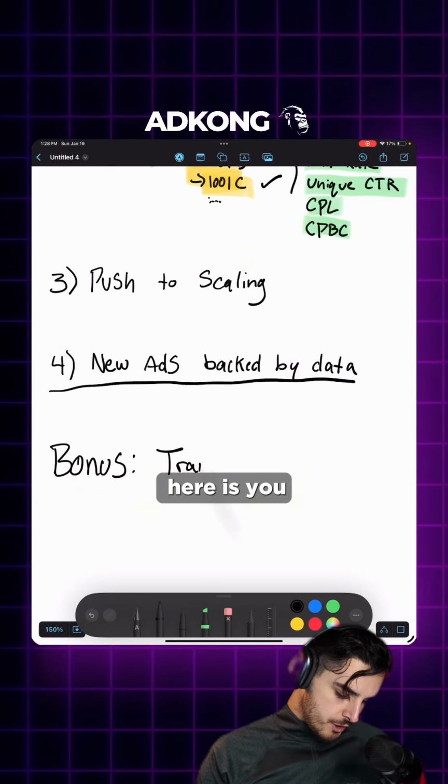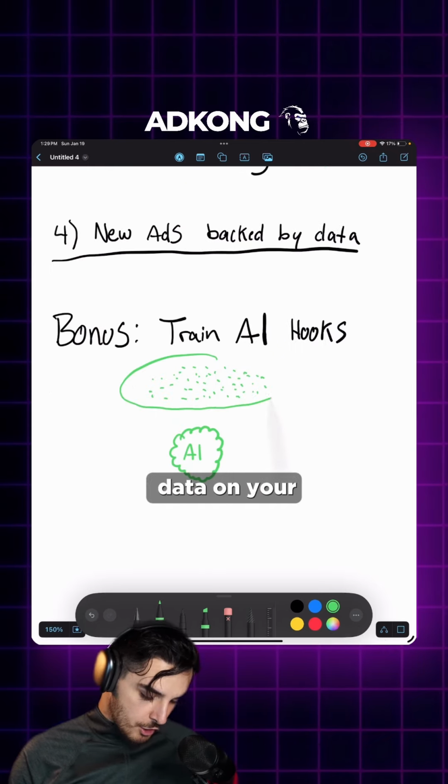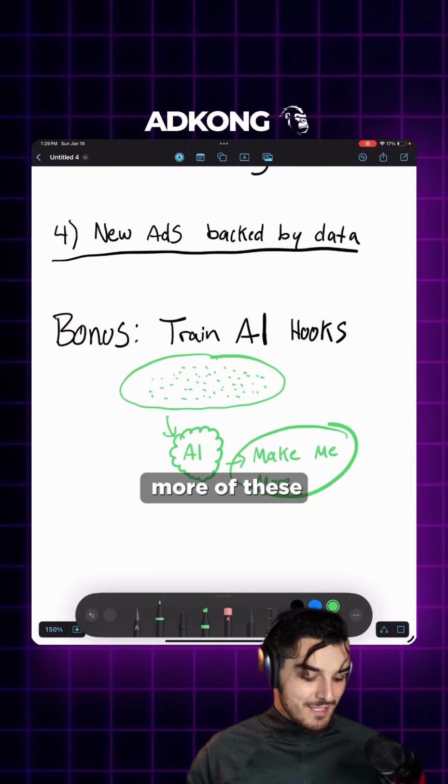Now, a bonus tip here is you can train AI on what hooks perform the best, meaning once you have all the data on your hooks, you can take that, feed it into ChatGPT, where you can then ask it, hey, make me more of these winning hooks.